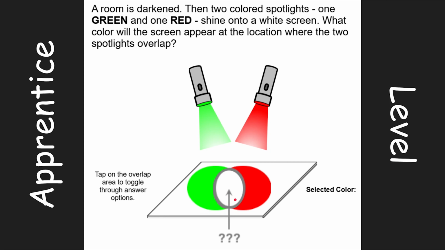Keep in mind, this is different than what you may have been taught for 10 years in art class, because these are light. So this is something called an additive process. When you mix paints, you're getting a subtractive process. We'll talk about that in a future video.